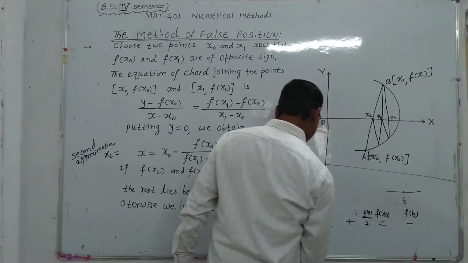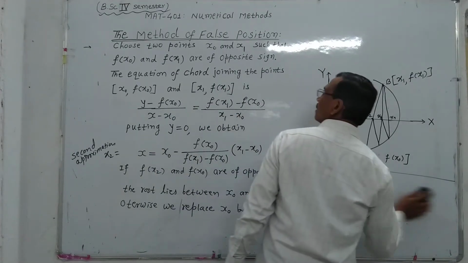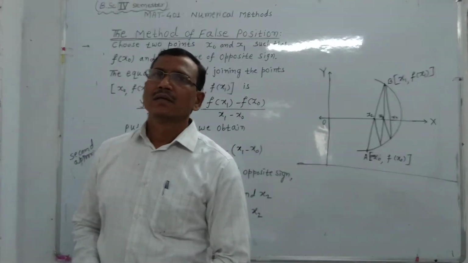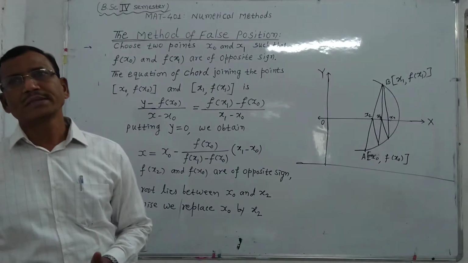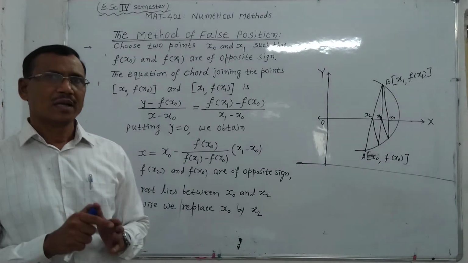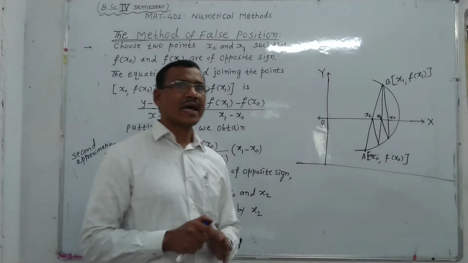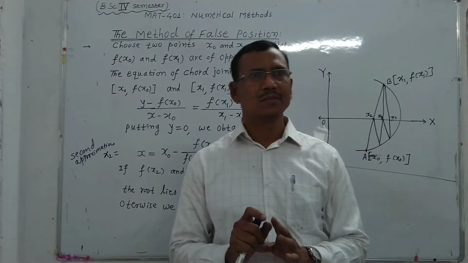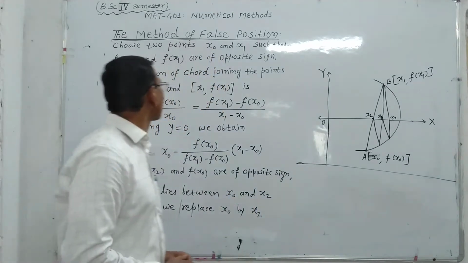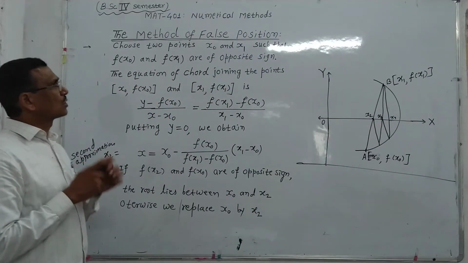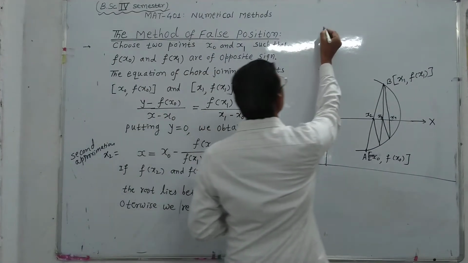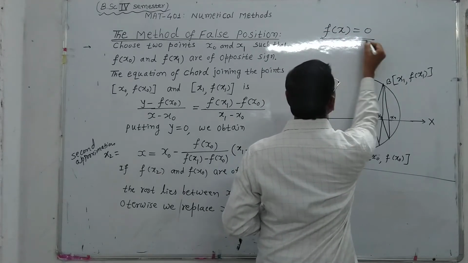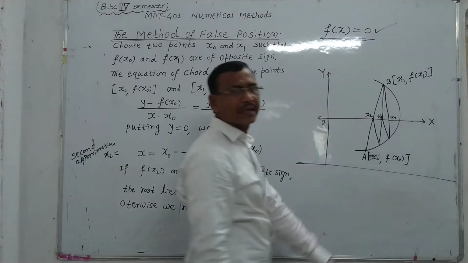Now today we shall see the method of false position. This method is also dependent upon the same theorem: if f of a and f of b have opposite signs, then the root lies between a and b. Suppose we have to solve the problem f of x equals 0. We have to obtain the root of this equation.